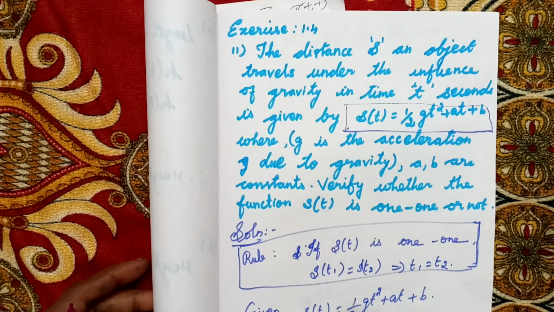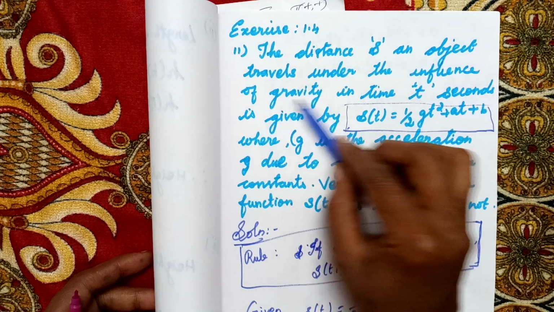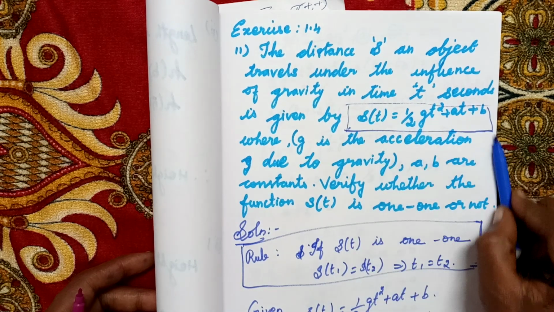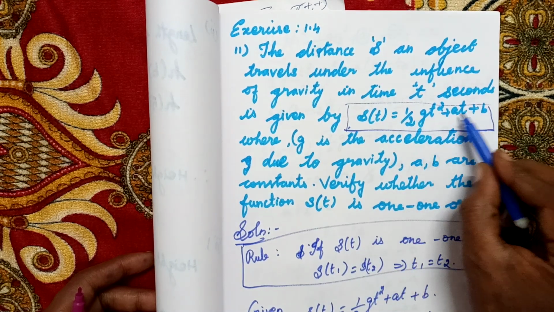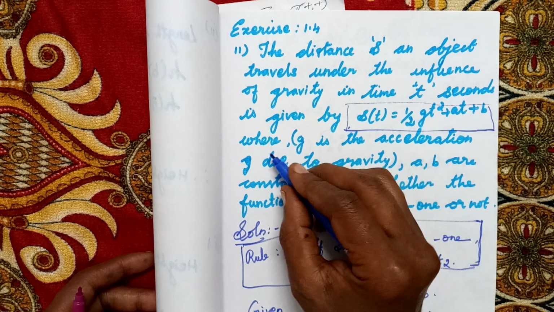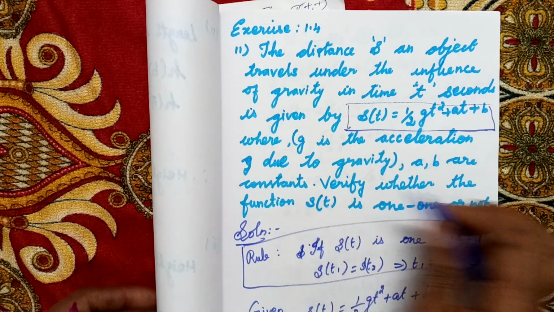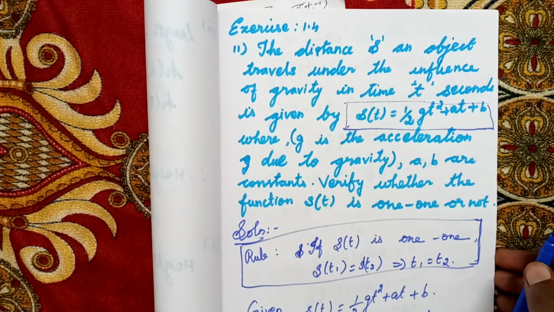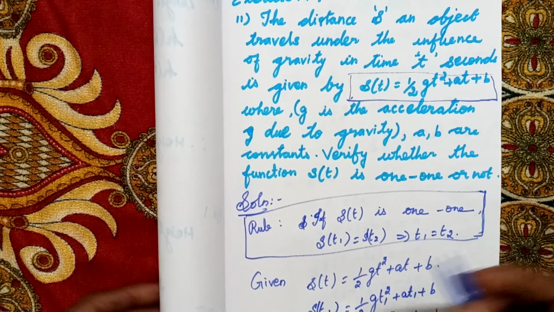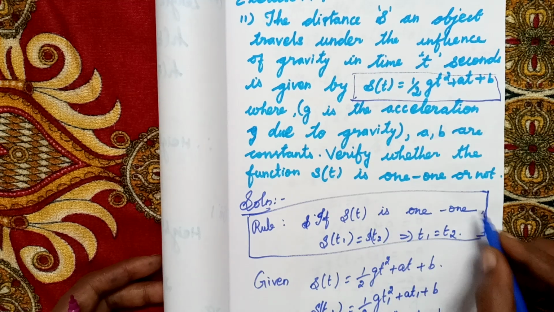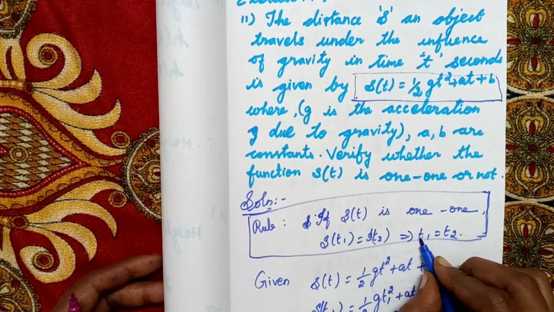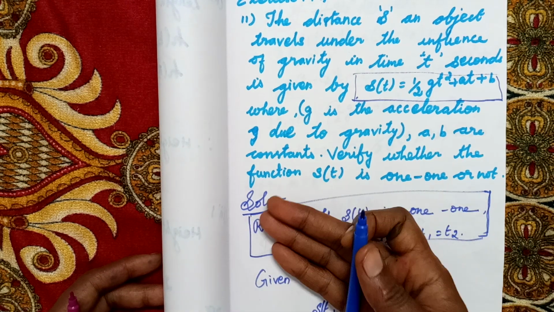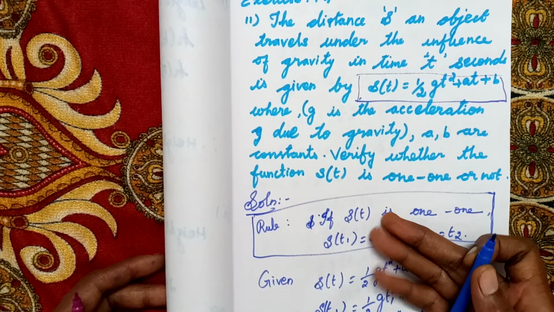The distance an object travels under the influence of gravity in time t seconds is given by S of t is equal to ½gt² plus at plus b, where a, b are constants. Verify whether the function S of t is one-one or not. Before the problem itself, I already explained the rule: if S of t is one-one, then S of t1 is equal to S of t2 implies t1 is equal to t2. It is not necessary to write this rule; I have written it here only for understanding.